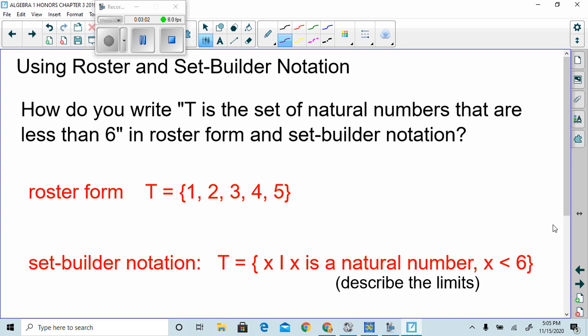On to set builder notation. We know that the name of the set is T. T is equal to the natural numbers x such that x is less than 6. Again, in words, we just describe the limits and then we put it in its form.